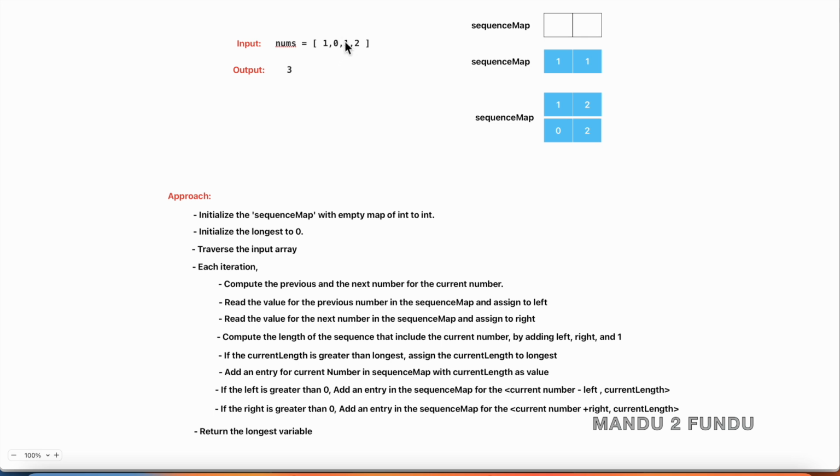So we already added a value entry for 0. Now we have to add an entry for 1. So we update this entry with a new sequence length.